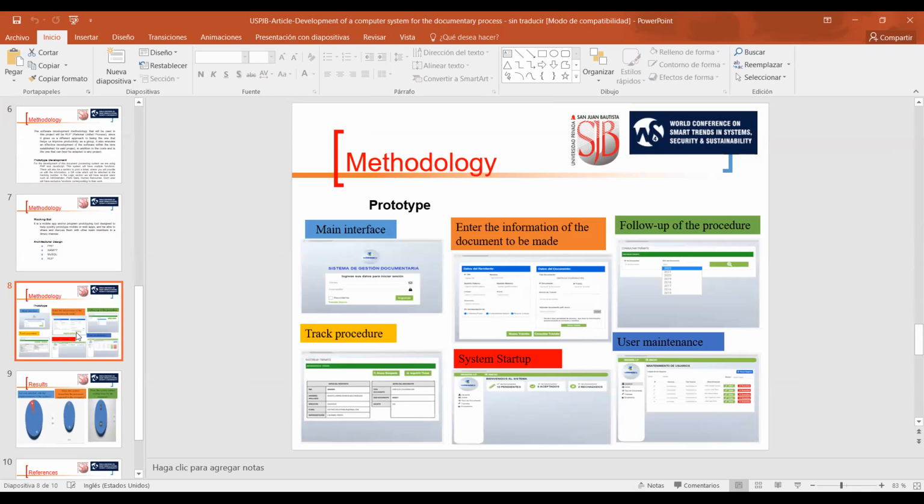The methodology, in the final, the prototype, the main interface, there the information of the document you create, follow the procedure, trade procedure, system start, user maintenance. Results.